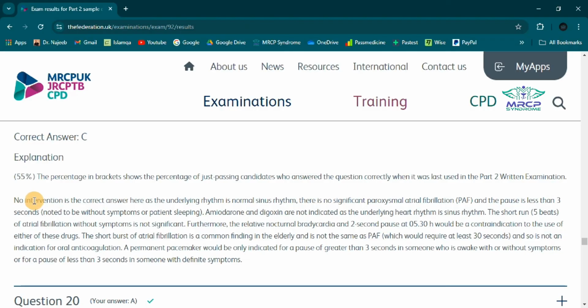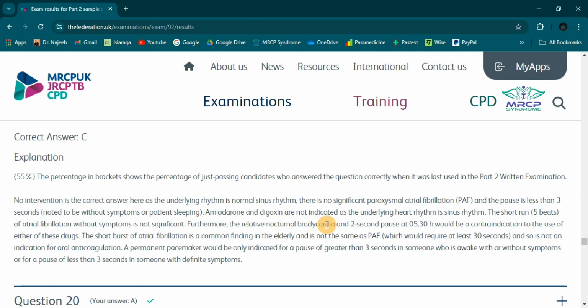No intervention is the correct answer here, as the underlying rhythm is normal sinus rhythm. There is no significant paroxysmal atrial fibrillation. The pause is less than 3 seconds, noted to be without symptoms, with the patient sleeping. Amiodarone and digoxin are not indicated, as the underlying heart rhythm is sinus rhythm. The short run of 5 beats of atrial fibrillation without symptoms is not significant.